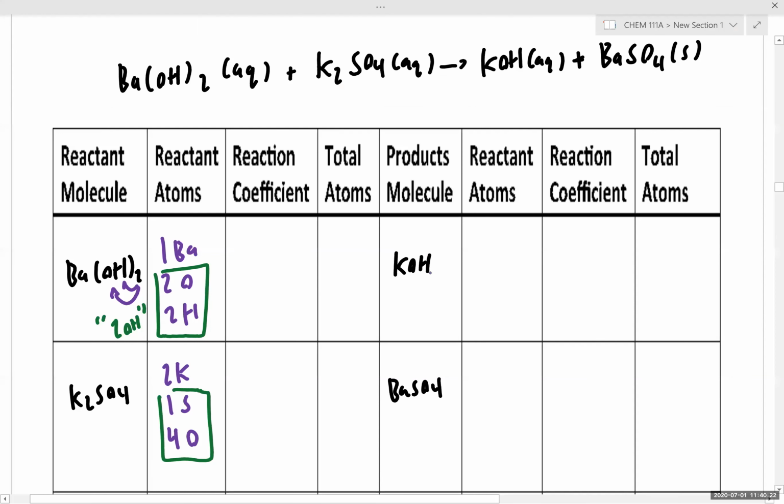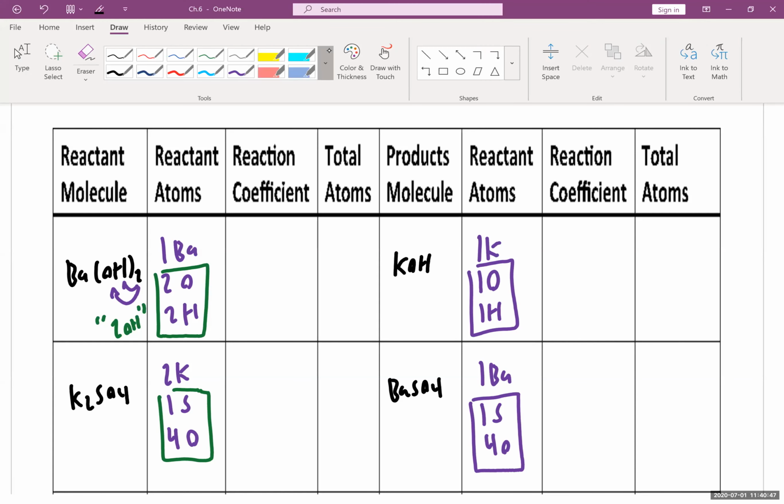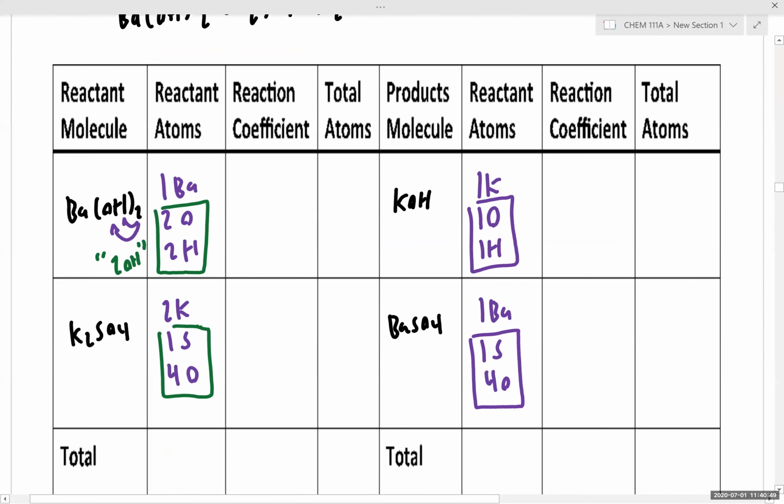to do. In potassium hydroxide, we have one potassium, one oxygen, and one hydrogen. And we can group the oxygen and hydrogen as they're part of hydroxide. In barium sulfate, we have one barium, one sulfur, and four oxygens. And again, we can group the sulfur and oxygens together as sulfate. So now to play a game of guessing coefficients.